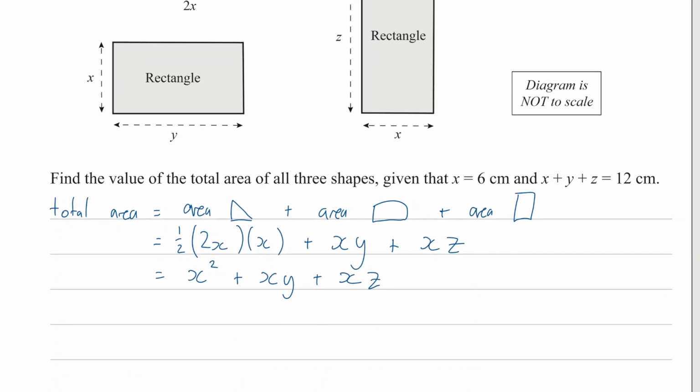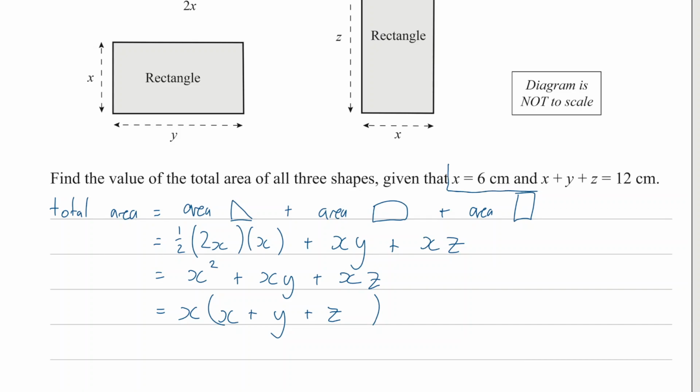All right. Looking at these 3 terms, I see a common factor of x, which means we can factorize that. So x times what gives x squared? And x times what gives plus xy? Plus y. x times what gives plus xz? Plus z. And again, these are equivalent. We just factorized it in that last step.